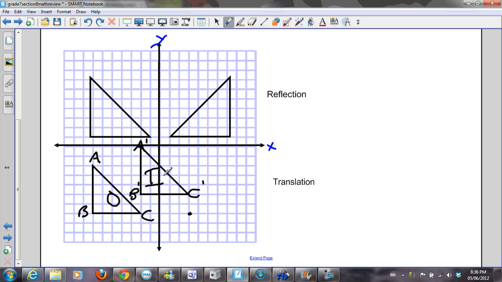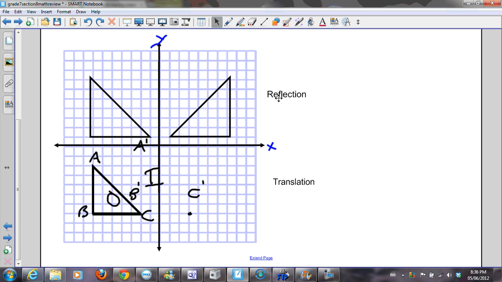If I were to shift this one again, it would be A with 2 ticks on it, or a double prime. So we're going to worry about doing this one a little bit later. We're going to move on to reflections.